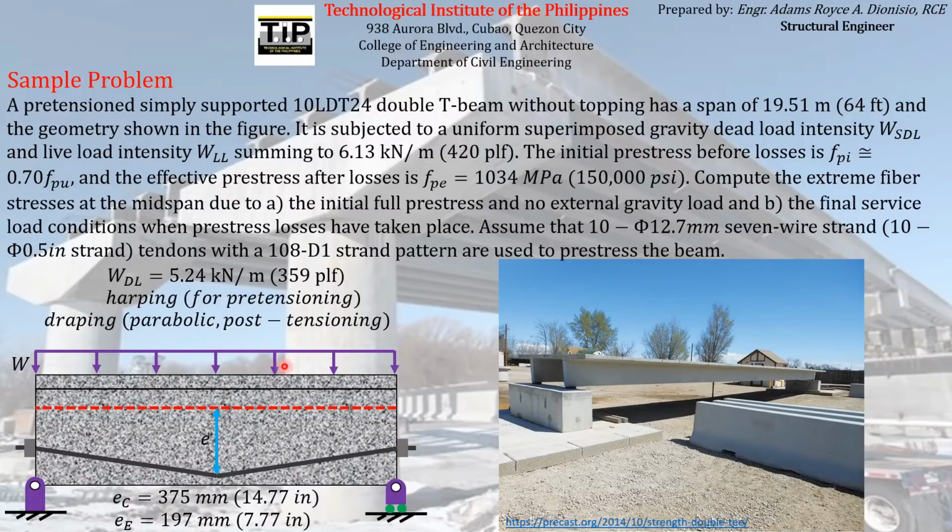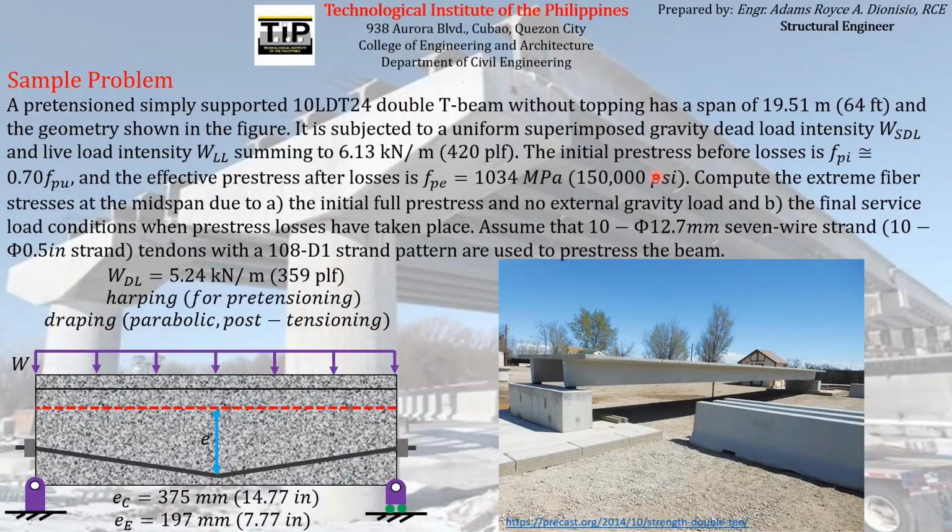And then after some time, after the pre-stressing force is transferred to the concrete, the pre-stress force will diminish, as we discussed on the previous meetings. It will have a reduced value, and the reduced value is what we call the effective pre-stress after losses, after the pre-stress losses occur. And according to the question, the effective pre-stress after losses is equal to 1034 megapascal or 150,000 psi.